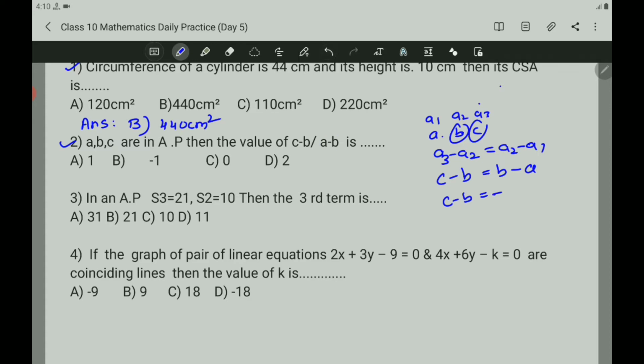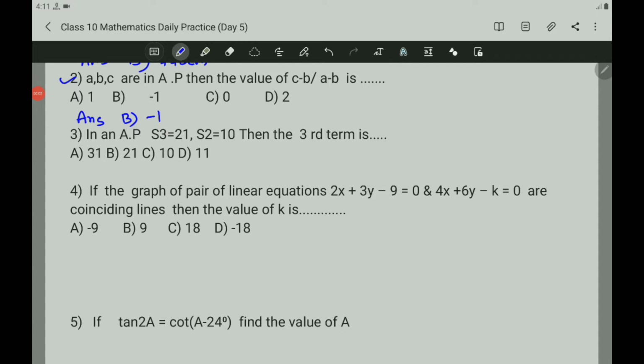So you write minus A plus B, that is C minus B equals minus of A minus B. And you need the ratio C minus B by A minus B. So you write C minus B by A minus B. Here what is remaining? Minus 1. So what is the answer here? The answer is B, minus 1. So you write answer B, minus 1.